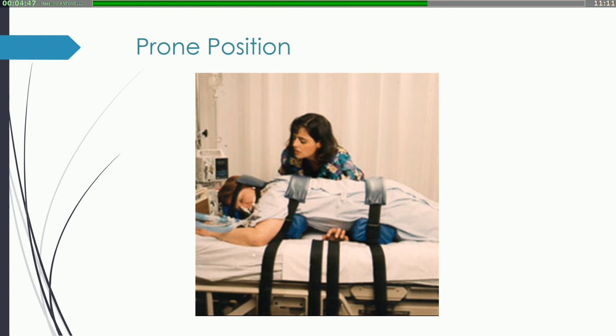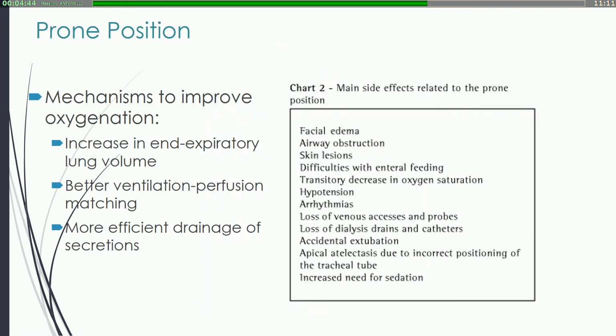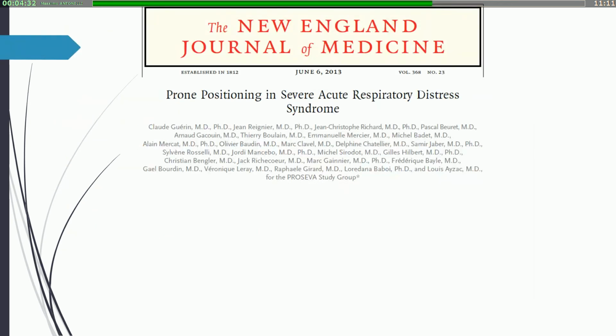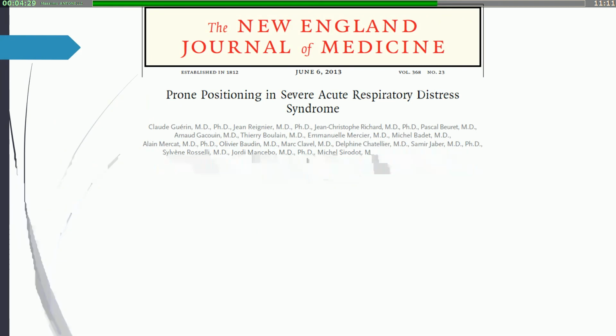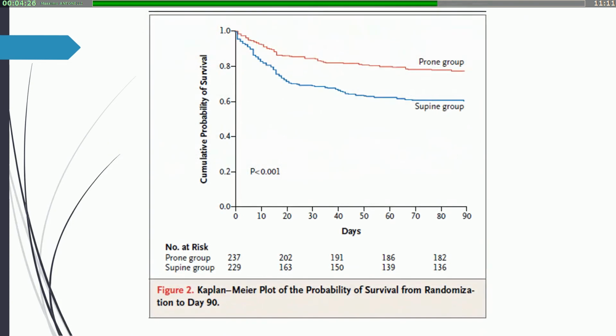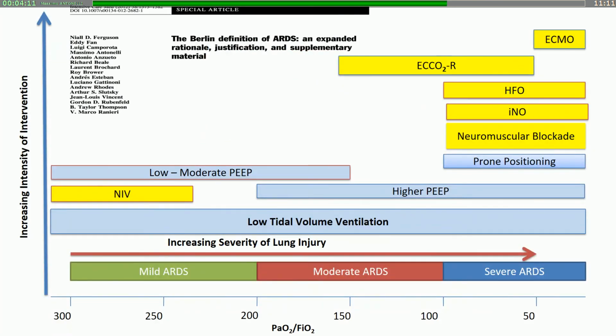Another idea could be just proning the patients, because proning may induce an improvement of oxygenation, increase the end-expiratory lung volume, better ventilation-perfusion matching, and a more efficient drainage of secretions. And Claude Guérin, another of our chairmen, showed that by proning these patients, provided that an adequate duration of proning is achieved, it may make an important difference in terms of mortality.